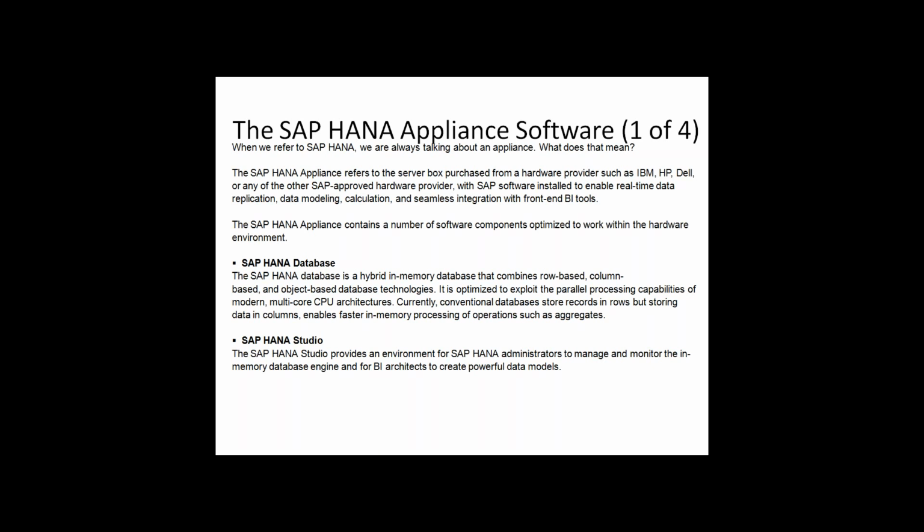So the HANA appliance refers to a server box. We talked about it. The HANA database is an in-memory database. Databases typically were not in memory. They used to be based on a solid state drive. They would read and write to the disk, and that's where they would spend most of the time. That's where the performance bottlenecks were. HANA alleviated that using this hybrid in-memory database where all the data is in memory, in random access memory. And it has a multi-core architecture.